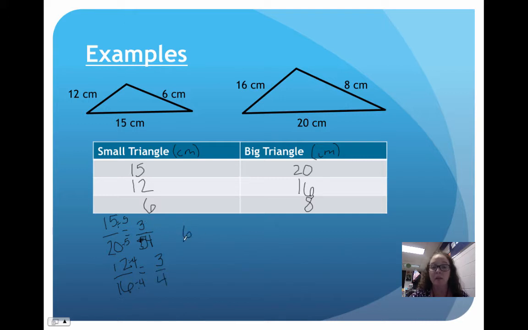Our final side is 6 to 8. 6 and 8 have a common factor, which is 2. So 6 divided by 2 is 3. 8 divided by 2 is 4. And there we go. These figures are similar because they each have the same ratio. Their corresponding sides have the same ratio.